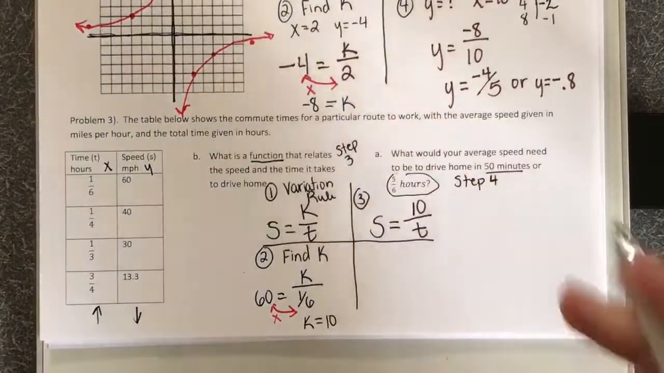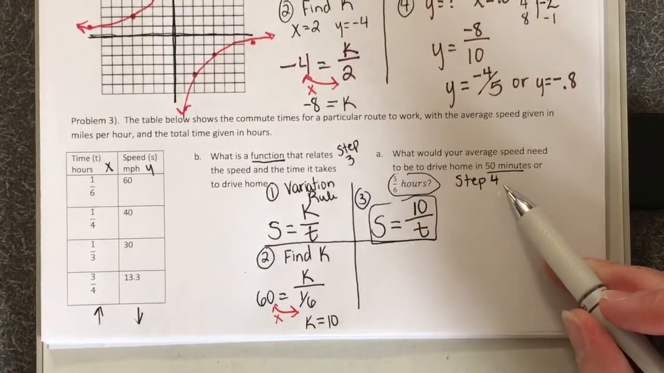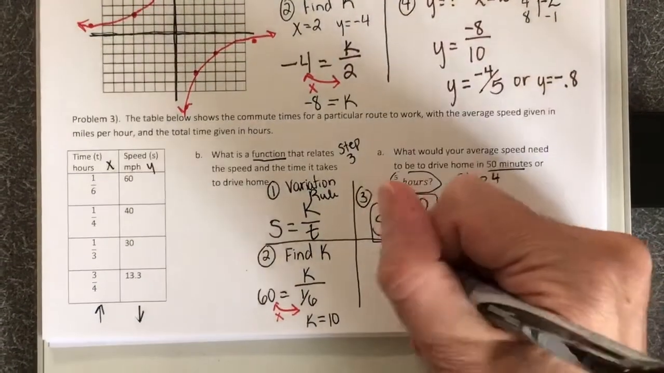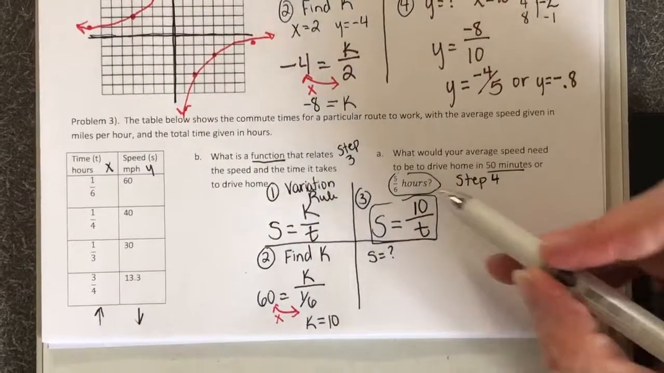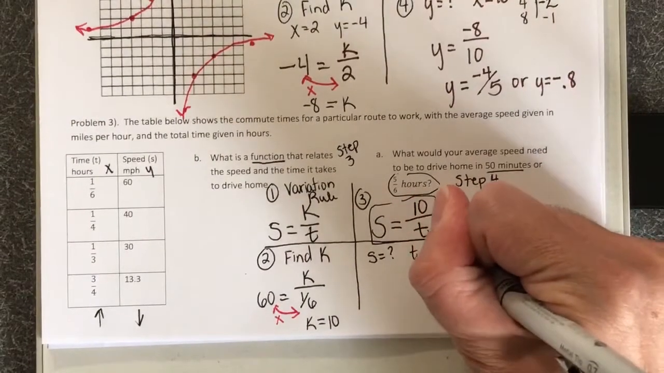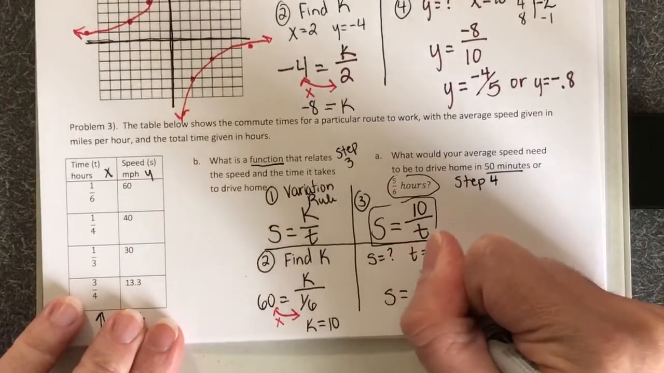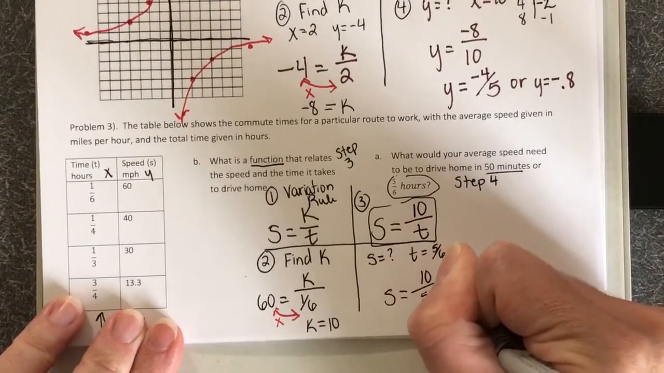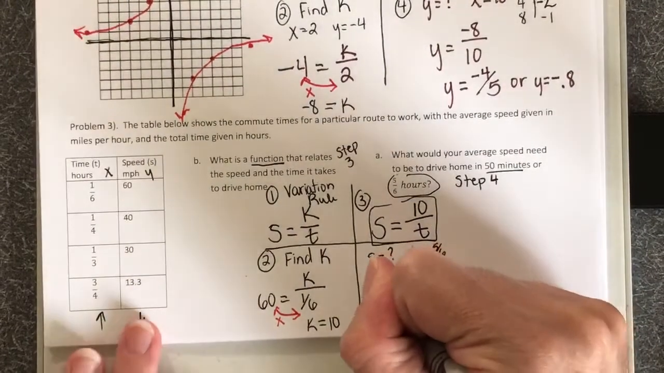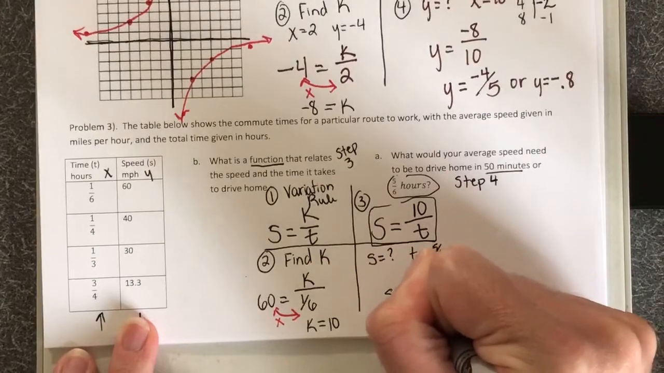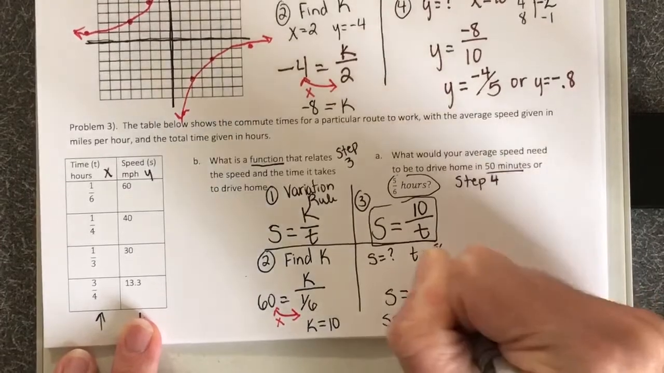And so now my last step, so here's my function rule. And now my last step, step 4, says what's going to be your average speed. So we're trying to find s when we have a time of 50 minutes or 5/6 of an hour. So I'm going to plug it in. s is equal to 10 divided by 5/6. Type that into your calculator, and you get a speed equal to 12 miles per hour.